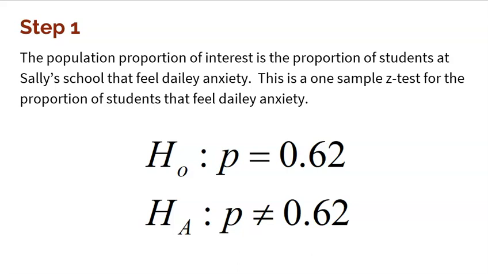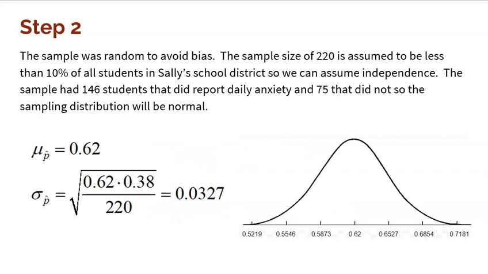But the alternative is that maybe Sally's on to something here, and that Sally believes that her school's different. Now remember, different doesn't mean higher or lower. It means either. It's just something different. So that's why I'm using a not equal to sign. So this is a two-tailed test, a two-sided test. All right, step 2 is going ahead and building a sampling distribution, assuming that 62% is true.